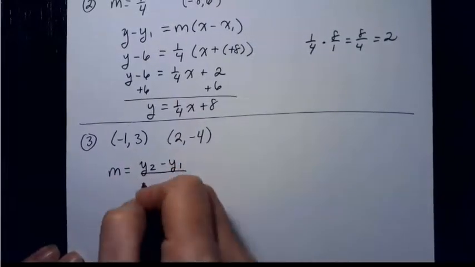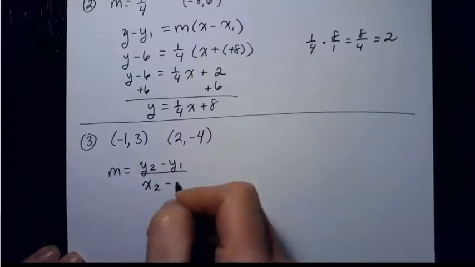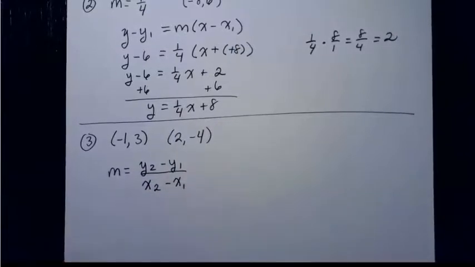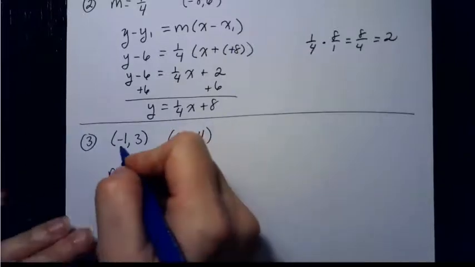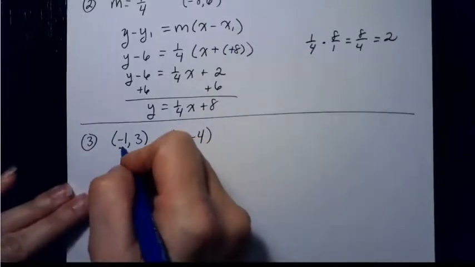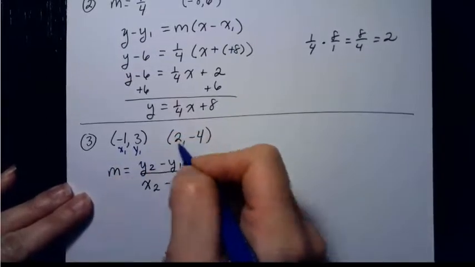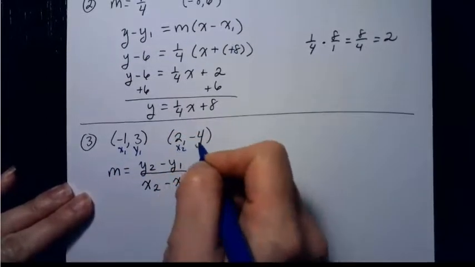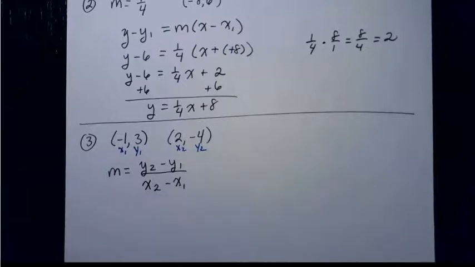So writing out my slope formula, y2 minus y1 over x2 minus x1. I like to label my points when I use the slope formula. So I just always call the first one x1, y1, and the second one x2, y2. It doesn't matter which one you pick. And I'll substitute those values in.